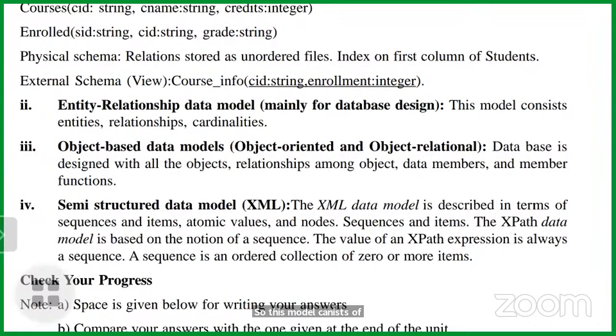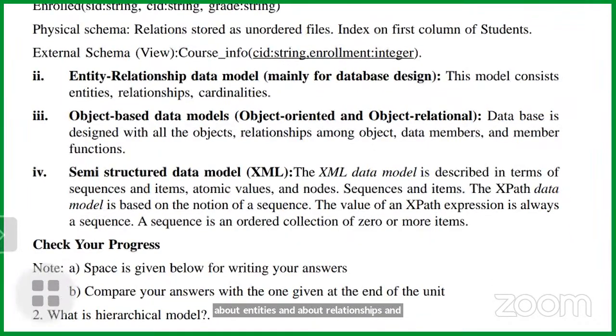Real world entities. Generally we call them real world entities. That means humans, persons, faculty, students, any computer. So these are all entities only. Maybe any person, any place, anything. You can take anyone, no problem here. So in the entity relationship model, we have entities, relationships, and cardinalities. Cardinalities means a relation between the entities.